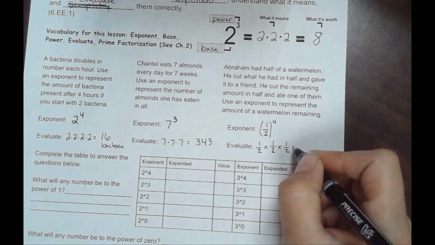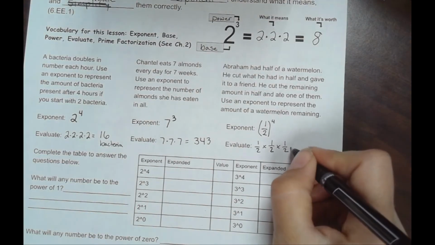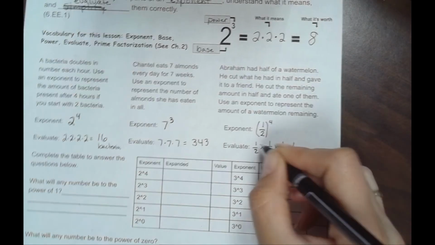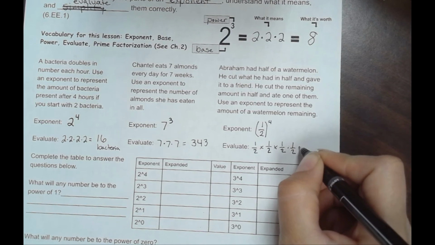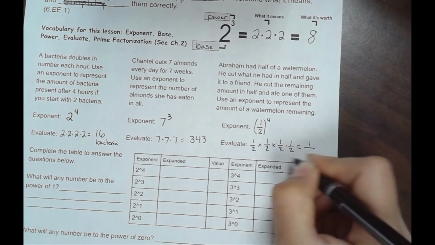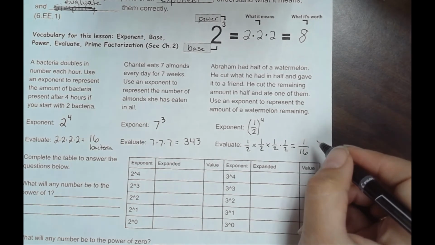Okay, so that would be 4 times. So then 1/2 times 1/2 times 1/2 times 1/2. When we multiply fractions, we can't cross cancel anything here. So this would be 1/16. It has 1/16 of watermelon.